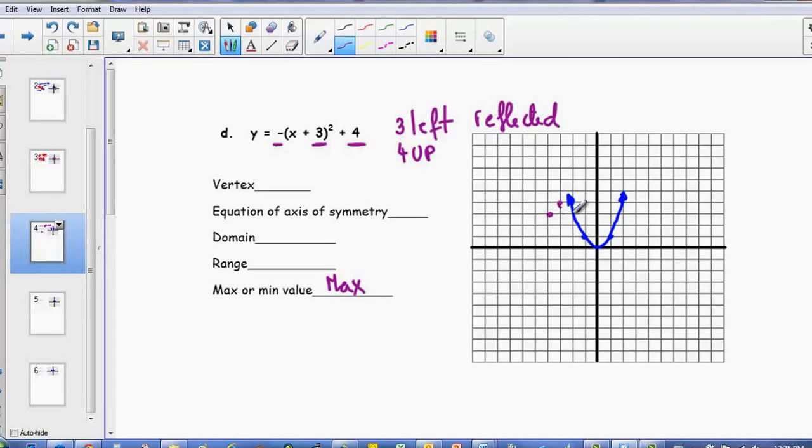Now let's look at the other transformations. First I'm gonna reflect the function, and it's reflected 3 units to the left, 4 units up. Now reading the vertex from the graph, the vertex point is negative 3 and 4, which means that the axis of symmetry, or the equation of the axis of symmetry, is x equals negative 3.